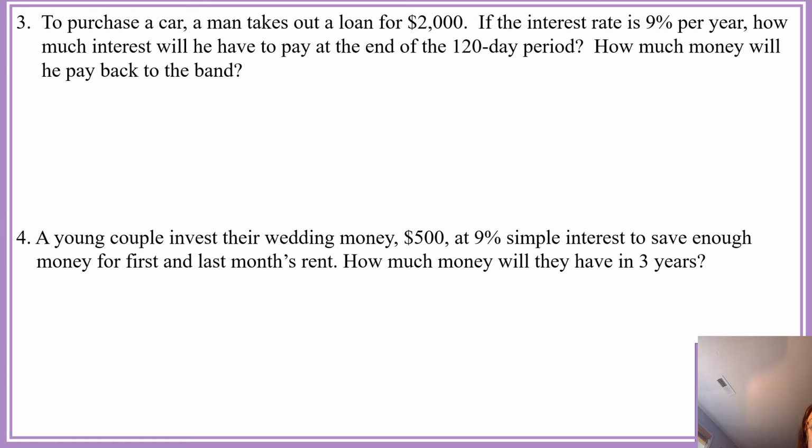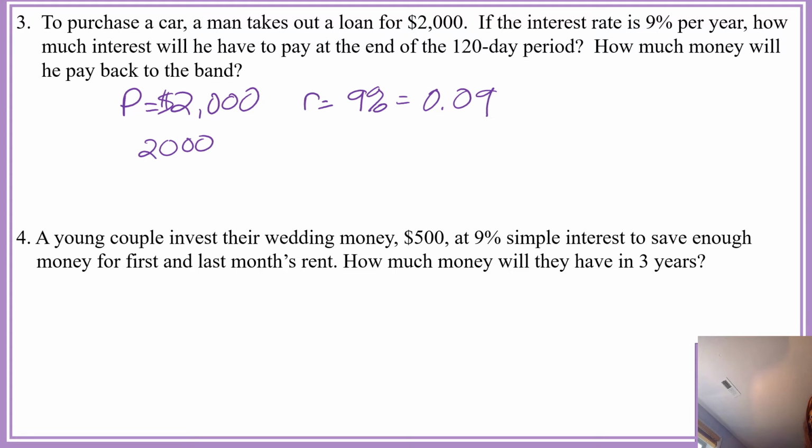To purchase a car, a man takes out a loan for $2,000. This is your principal. All right, so we have $2,000. If the interest rate is 9%, that's equal to 0.09. So we multiply this by 0.09.